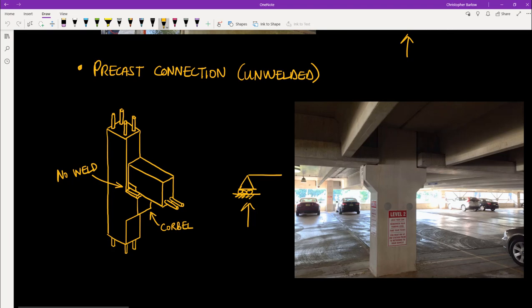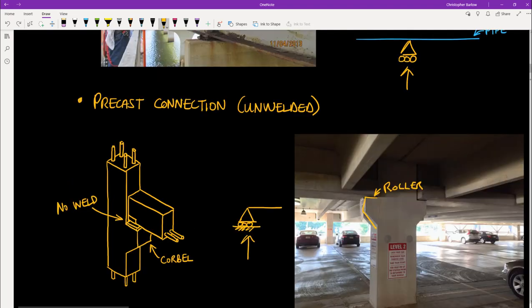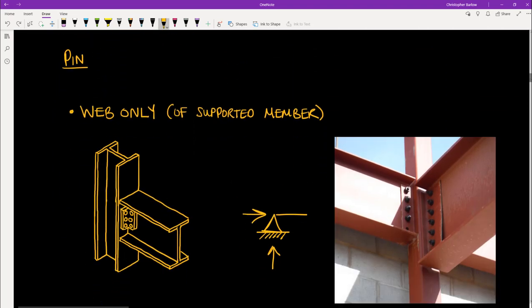What is often the case with parking garages is that we will lay this precast concrete beam on top of this concrete corbel without any real rigid connection between the two pieces. And so in this case, we would also refer to this condition as a roller support. Now let's move on to pin connections.